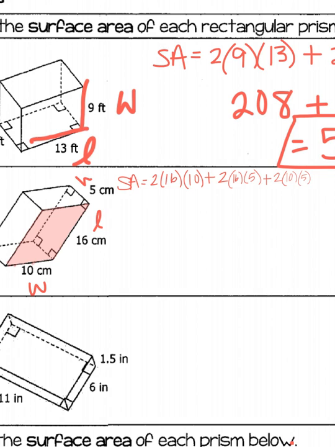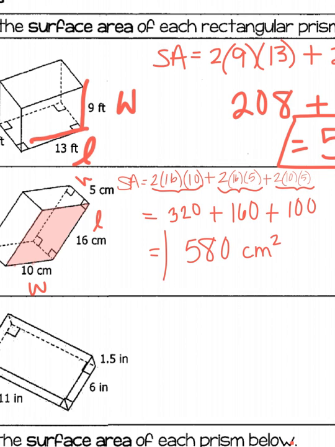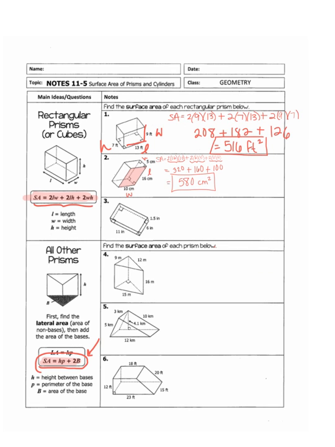So I went ahead and plugged everything in. Remember that you can pause this video at any time. And we get 580 square centimeters. Guys, I apologize. I went back and double checked and I realized one of my answers was wrong. This is not 208. You get 234. And therefore your final answer is 542.